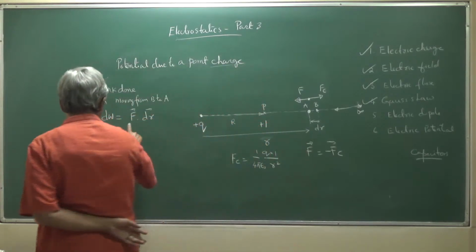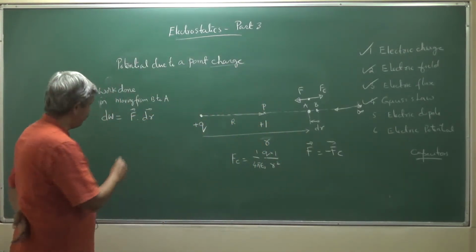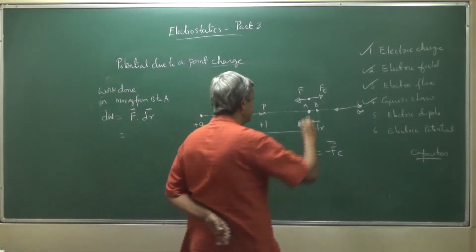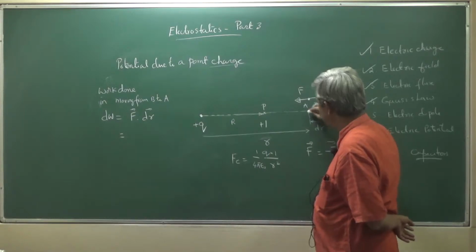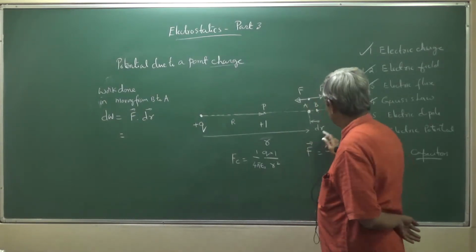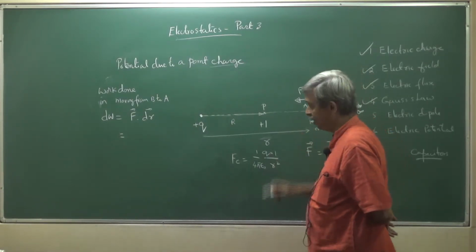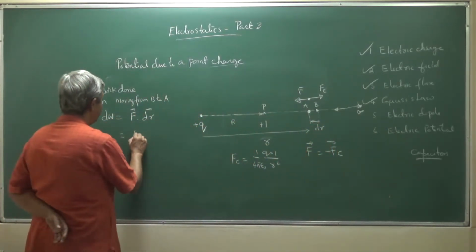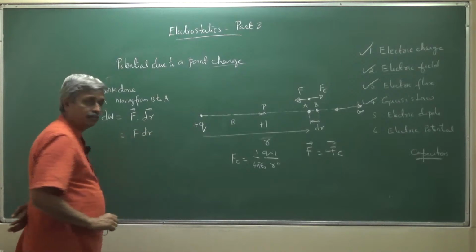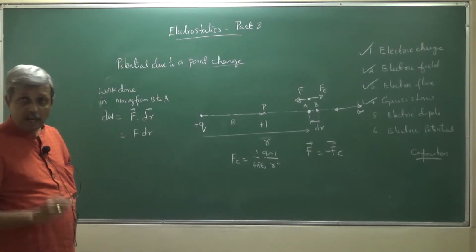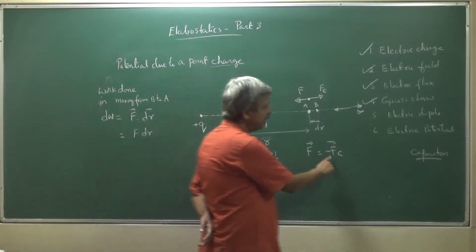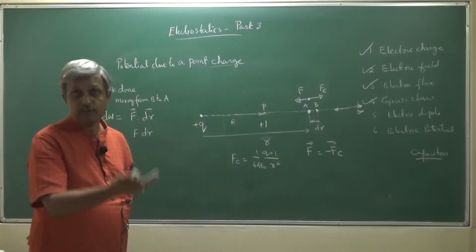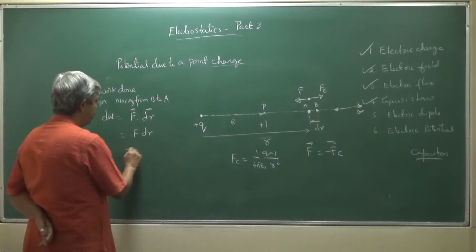Now, this F dot dr: F is in which direction? This direction. Dr also is in this direction. So both of them are in the same direction, the angle between them is 0, and we can simply write it as F into dr. However, this F can also be written as minus F, because we have already said it is equal and opposite to the Coulomb force. So this can be written as minus Fc.